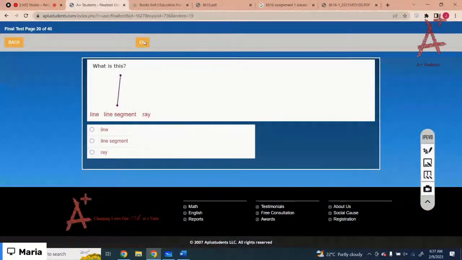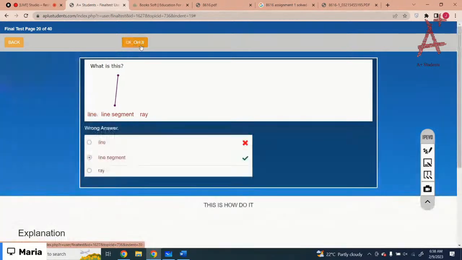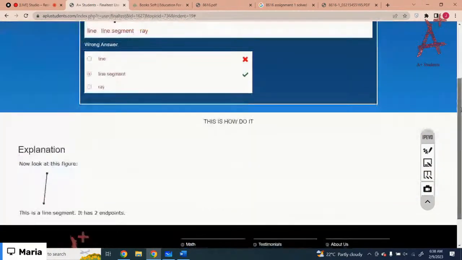Okay, what is this, a line, segment or ray? So this is the line. Got it? It has two endpoints. So it is, oh, it is the line segment. Wait, let me see. This is the line segment. It has two endpoints. So a line segment has two endpoints. The line has no endpoints. Got it?